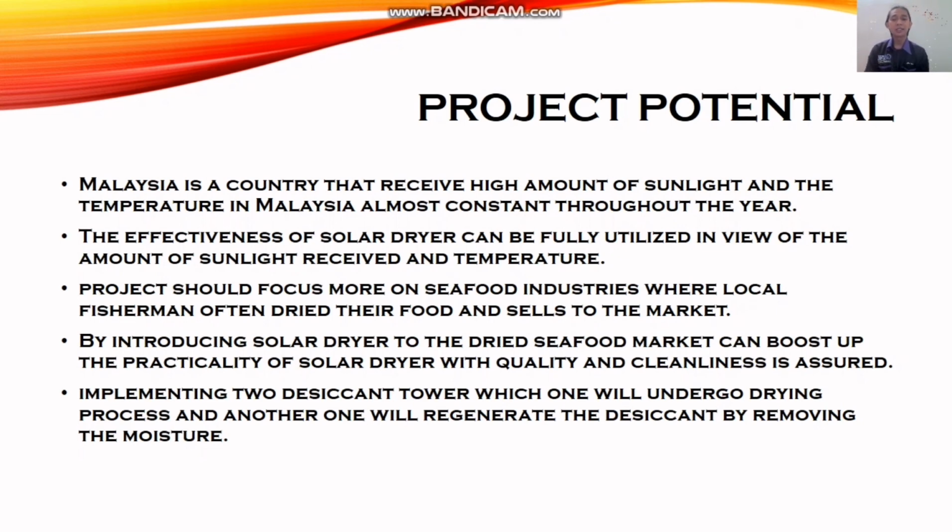Implementing two desiccant towers, where one will go under the drying process while the other regenerates the desiccant by removing the moisture, will be a good exposure for this project.